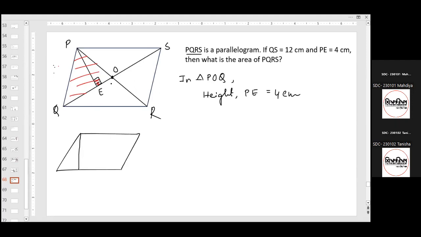So now in triangle POQ we can say that base OQ is equal to half of QS, right? OQ is half of QS. And that is half into 12, Tanisha, is that yes or no? Yes, sir.